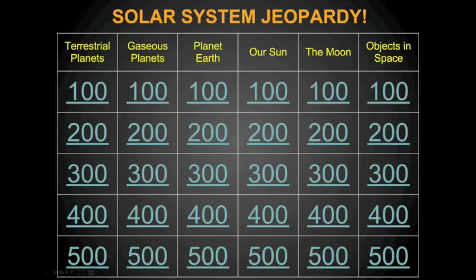The 6 categories we will use are terrestrial planets, gaseous planets, planet Earth, our sun, the moon, and objects in space, which would be things like asteroids and meteors, and things like that.